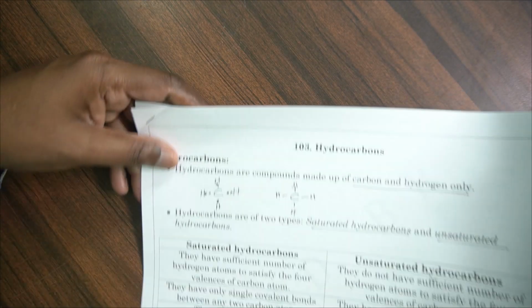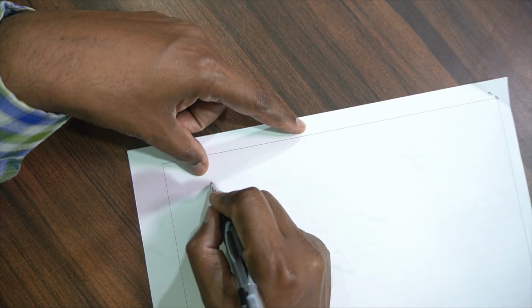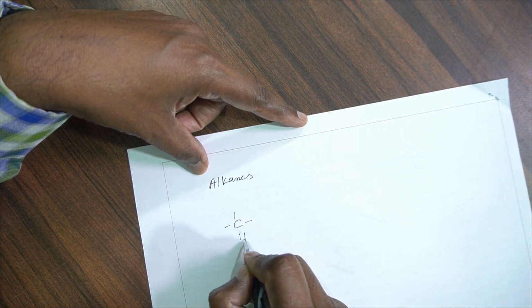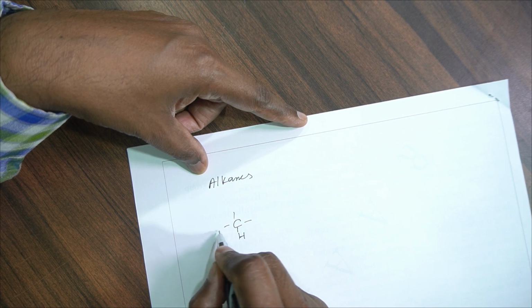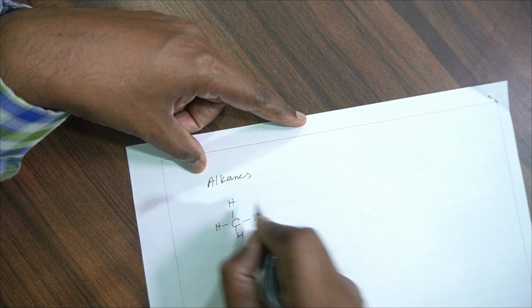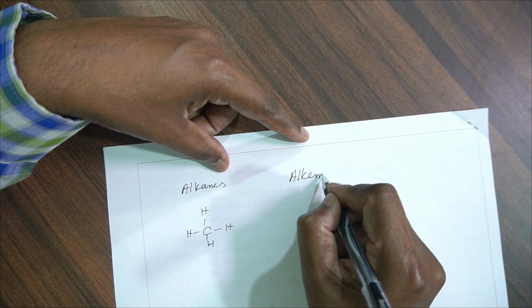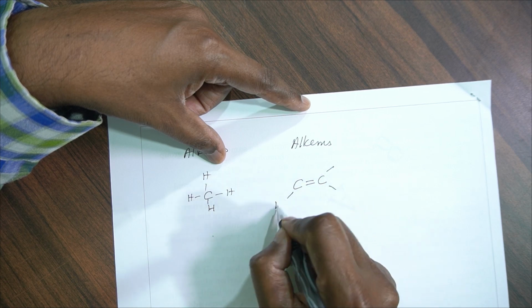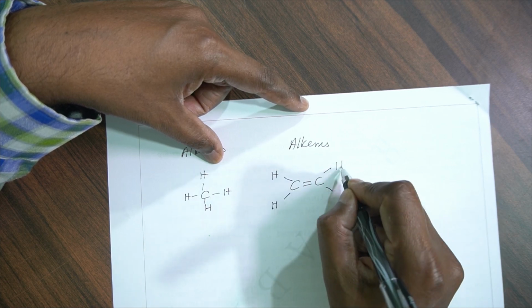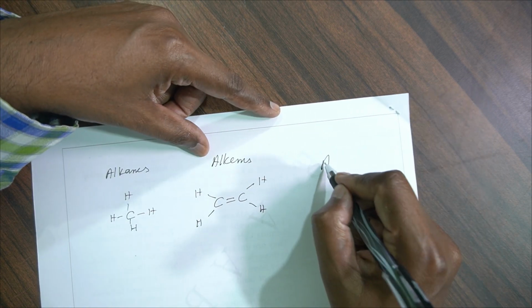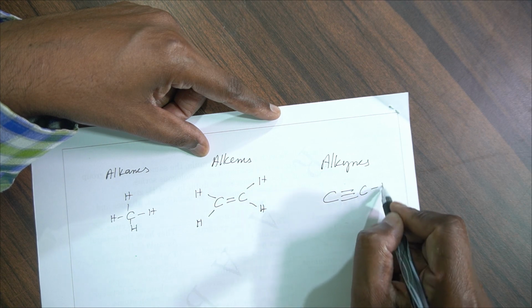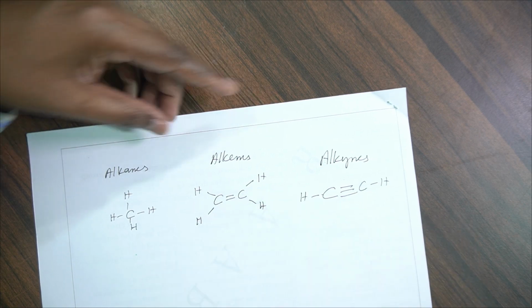You can watch this video again, and if you have a query you can write in the comment section. So for alkanes, we have methane. For alkenes, we have ethene, where a double bond is there. And for alkynes, we have ethyne. So these are the examples of the three homologous series.